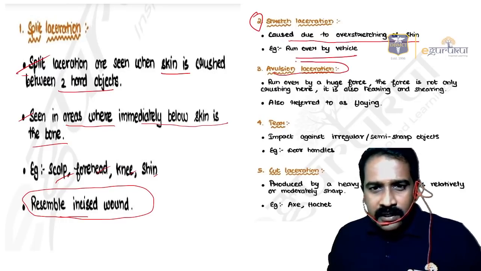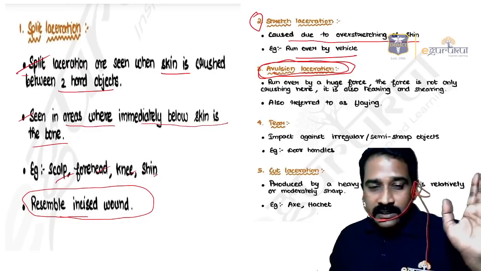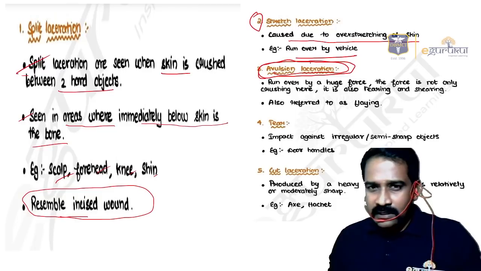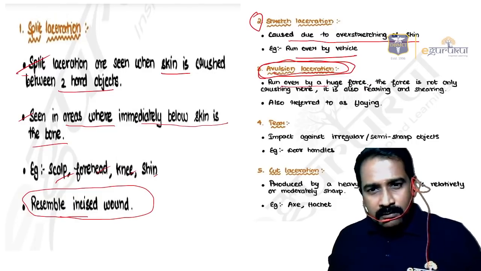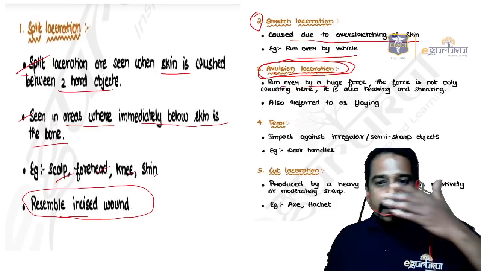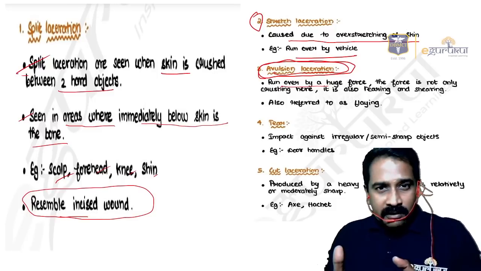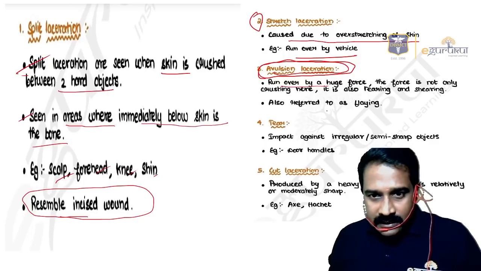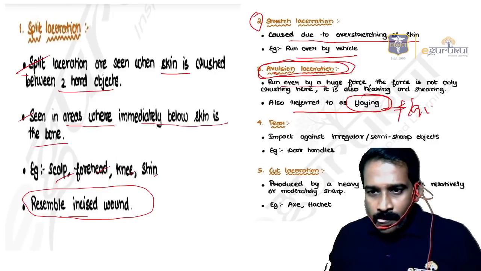Avulsion laceration is frequently asked as a question. See, the most common question asked in laceration is split laceration. Second most common, avulsion laceration. Probably these are the only two that are asked. Avulsion laceration: run over by a huge force, and the force is not only crushing, it is a tearing and shearing force. This is also called flaying. This is a repeated question. So avulsion laceration is also called flaying.